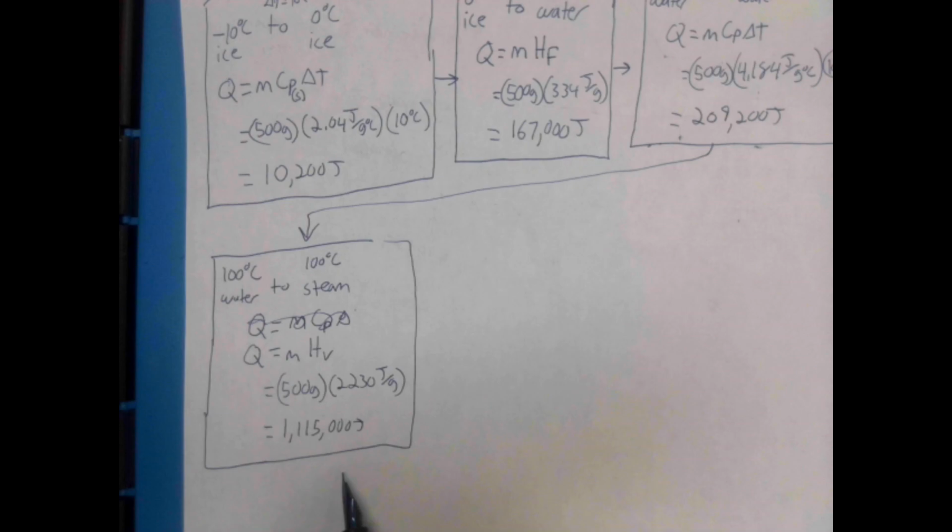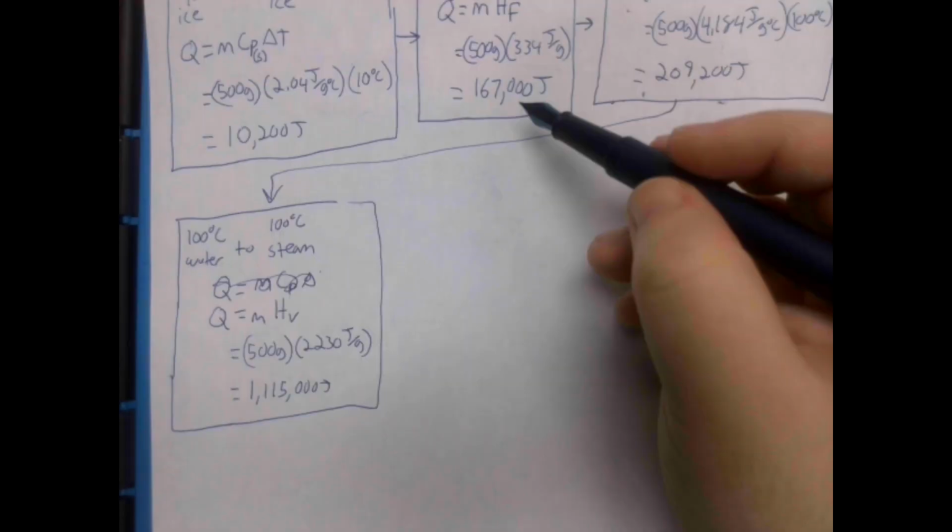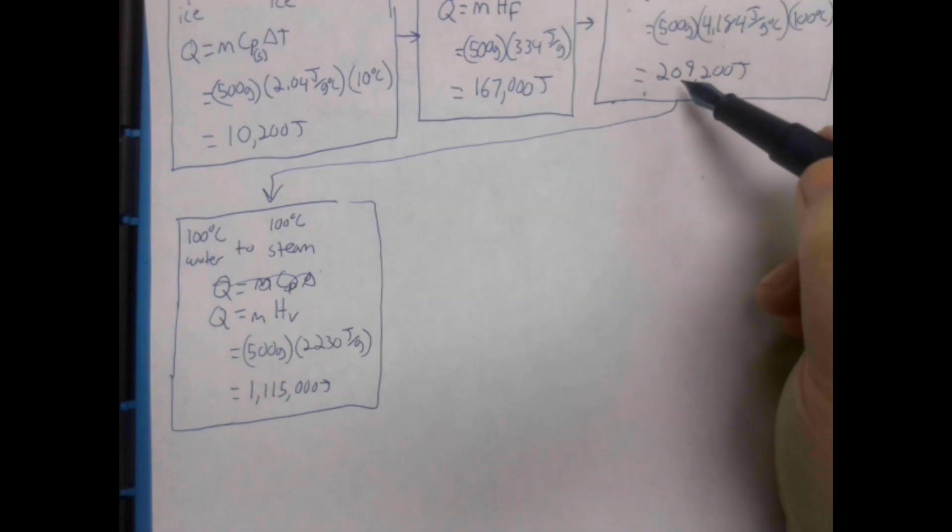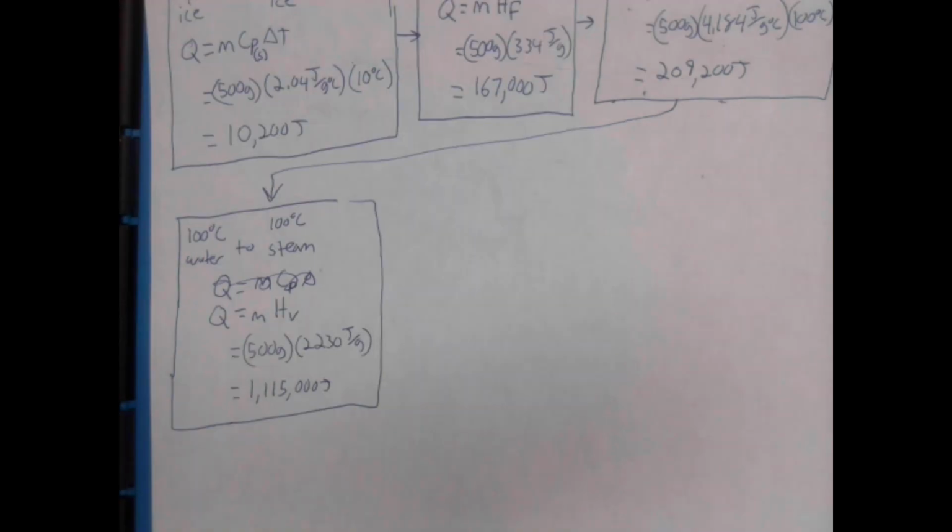So if it took 1 hour to go from 0 degrees Celsius water to 100 degrees Celsius water, it would take 5 to 6 hours to completely boil it. So if it took maybe 45 minutes to melt a block of ice, an hour to heat it up to boiling point, it would take about 5 or 6 hours to actually boil it all the way.